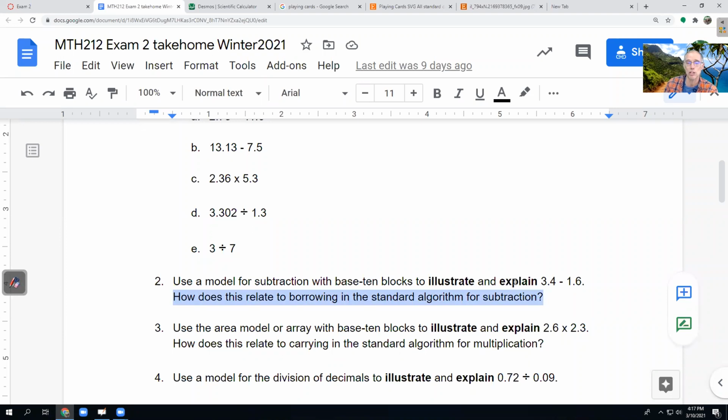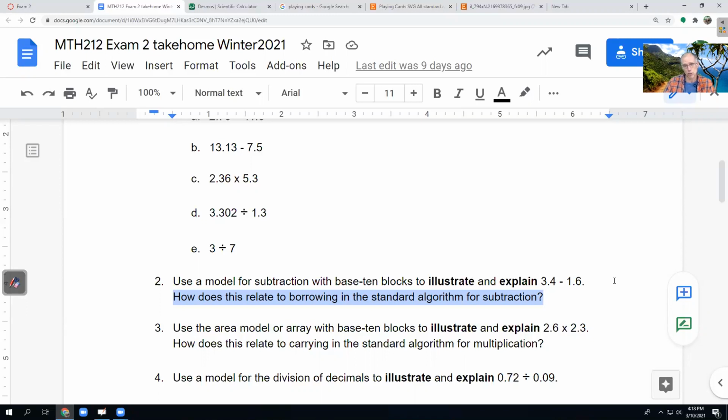You had to state what model you were using. You have two options here. You could have used the takeaway model or the compare model. A lot of people just didn't state why they were doing what they were doing. The first thing we always do is say what subtract means, then tell me what it means for these two problems.